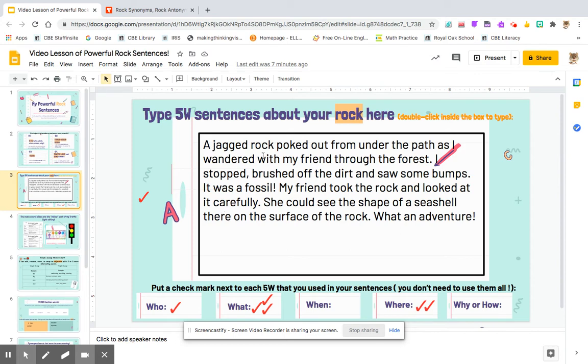A jagged rock poked out from under the path as I wandered with my friend through the forest. I stopped, brushed off the dirt, and saw some bumps. It was a fossil. My friend took the rock and looked at it carefully. She could see the shape of a seashell there on the surface of the rock. What an adventure. So, those are some of the sentences I started with, keeping in mind the 5 W's.